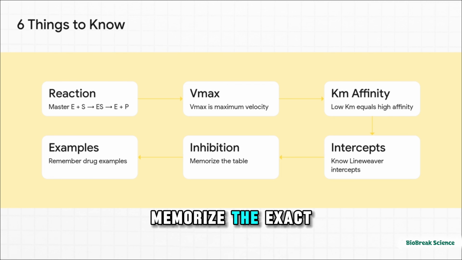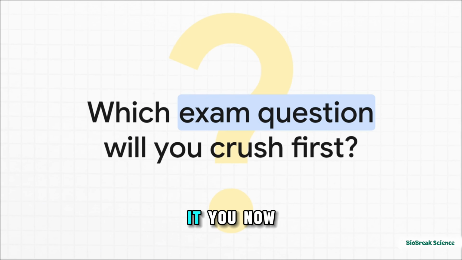Step 5, memorize the exact mechanics in that inhibition table. And Step 6, remember the real-world drug examples we just listed to firmly anchor your knowledge in reality. Well, you've made it. You now have the keys to enzyme kinetics. So which exam question are you going to crush first?